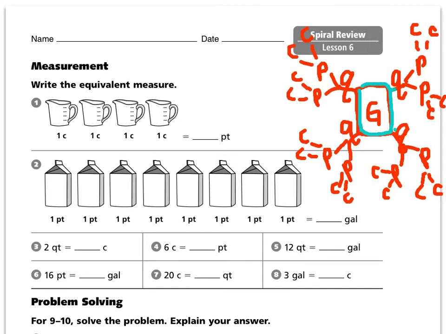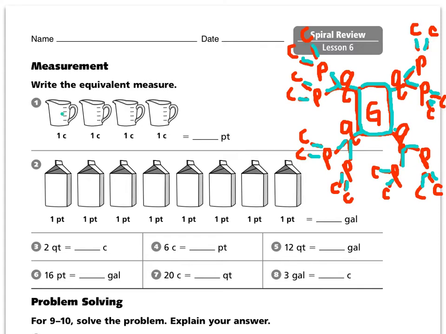That 4 quarts will equal 1 gallon. That 8 pints will equal 1 gallon. And that 16 cups will equal 1 gallon. So looking at this, we're going to use this information in order to solve numbers 1 through 8.